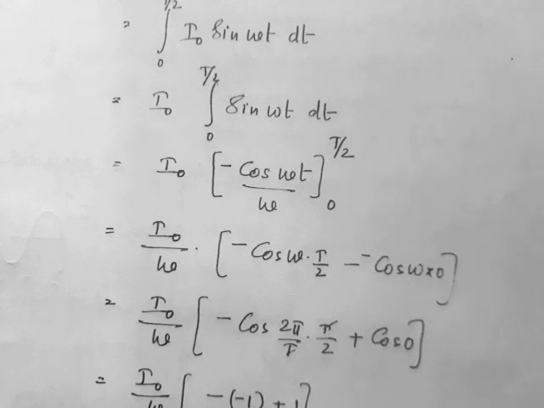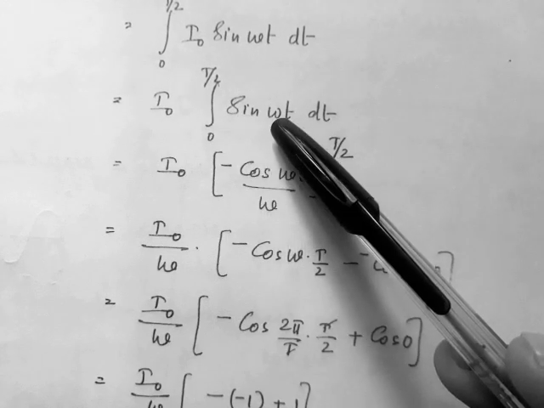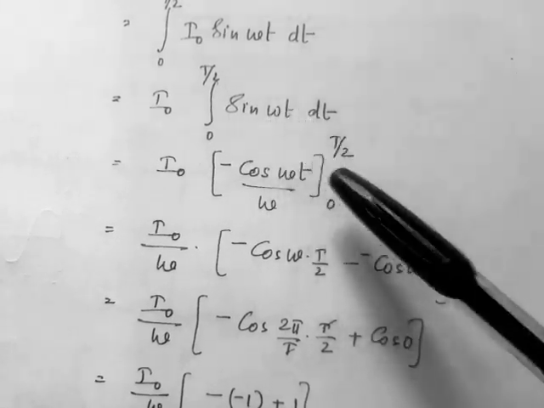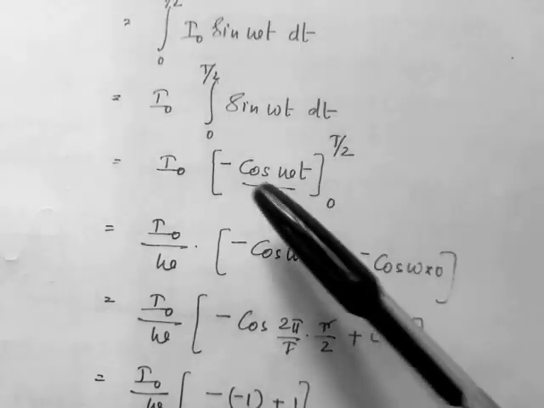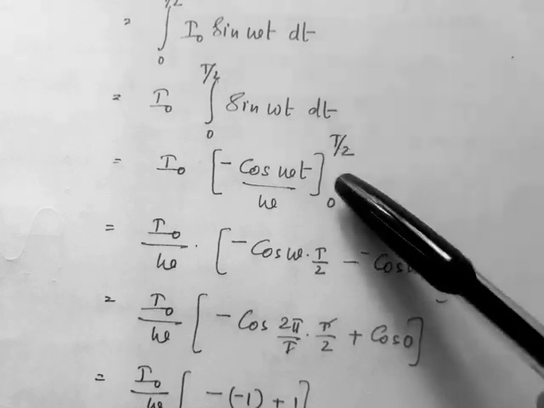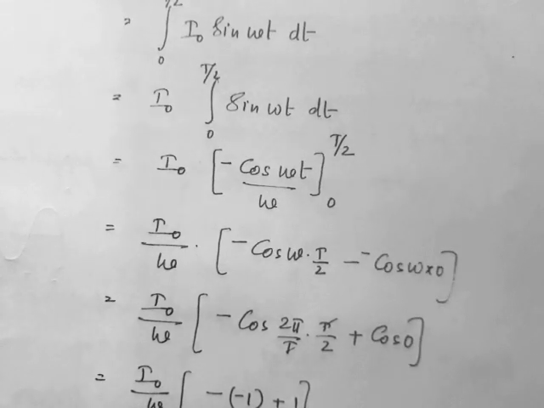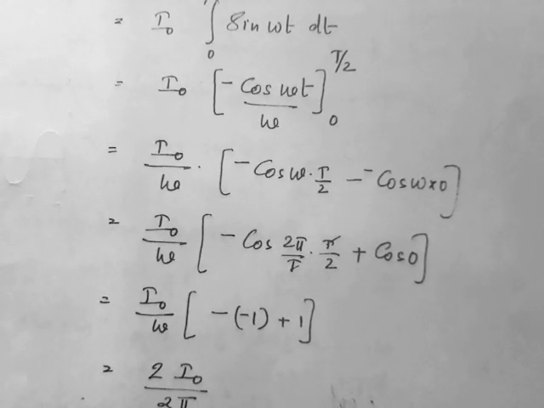Integral of sin omega t dt: integral of sin theta is minus cos theta. So if it was integral sin t alone, we will take it as minus cos t. But there is an omega, so we have to divide it by omega. So sin omega t, if you integrate, you get minus cos omega t by omega. And after integrating, you should give the limits from 0 to T by 2. So that omega we take outside, and after that we give the limits.